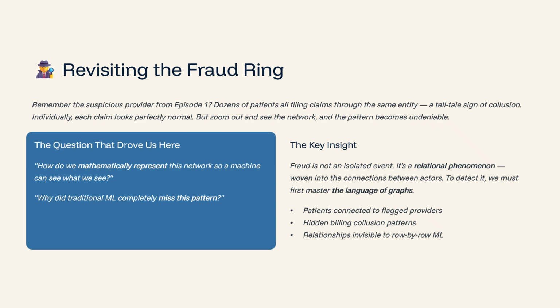And that brings us to the two questions driving everything in this episode. First, how do we mathematically represent this network so that a machine can see what we see? Second, why did traditional machine learning completely miss these kinds of patterns? The answer to both questions comes down to one insight: fraud is not an isolated event. It is a relational phenomenon. It lives in the connections between actors, and to detect it, we first need to master the language of graphs.